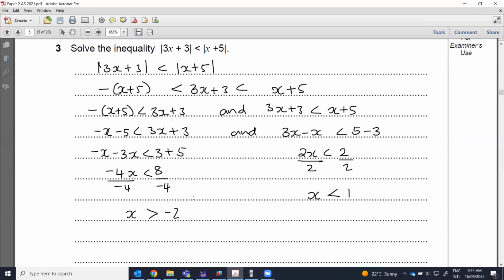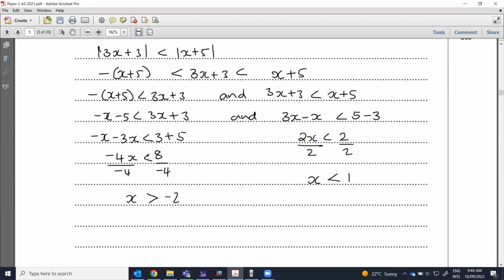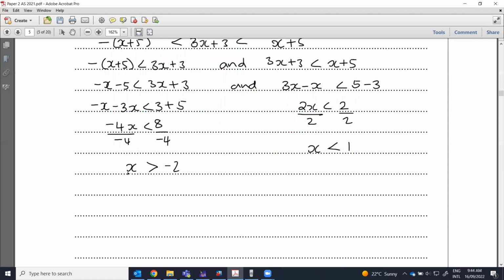Okay, it just said solve the inequality. So now we've solved it. So we're saying that this is and. So the word and follows. So our solution is x is greater than -2 and x is less than 1.